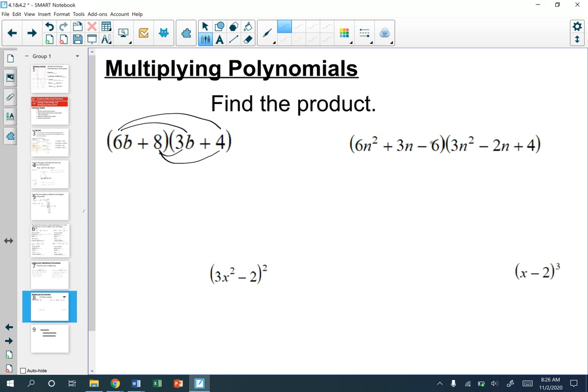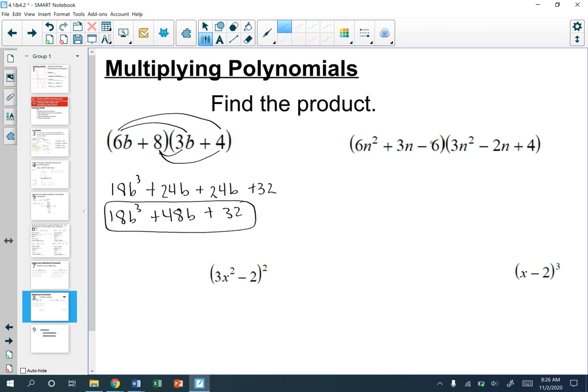So I do 6b times 3b gives me 18b cubed. Now I have 6b times 4 gives me 24b. Here I have 8 times 3b, the things are positive, so 8 times 3 is 24b. 8 times 4 is 32. Now again, I combine like terms. I have 18b cubed plus 48b plus 32.